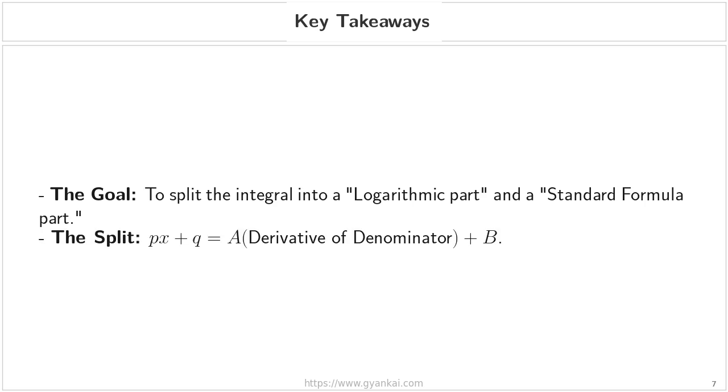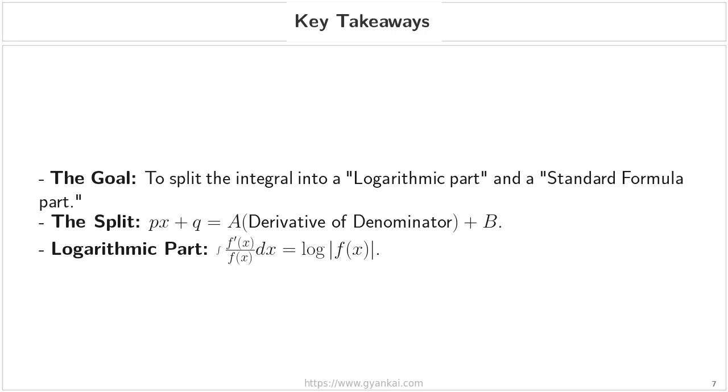Next, the split. Px plus q equals a times the derivative of the denominator plus b. This is the engine that drives the whole process. We express the numerator, that's the px plus q part, as a combination of the derivative of the denominator and a constant. A and b are just constants we need to figure out. Think of it like taking the numerator and expressing it in terms of the denominator's rate of change, plus a little bit extra.